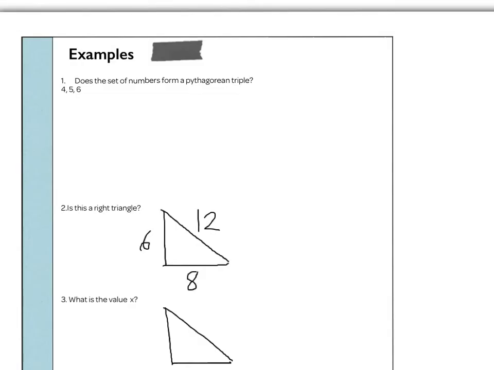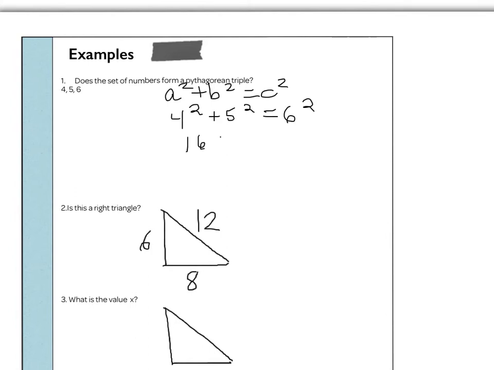Example number 1 says, does the set of numbers form a Pythagorean triple? Okay, so let's start off this problem. We know that 4, 5, and 6 are in order from least to greatest, which is perfect. So we're going to use the Pythagorean theorem, a squared plus b squared equals c squared, and plug in these values accordingly to see if they work. So that will be 4 squared plus 5 squared equals 6 squared, and see if that's actually true.